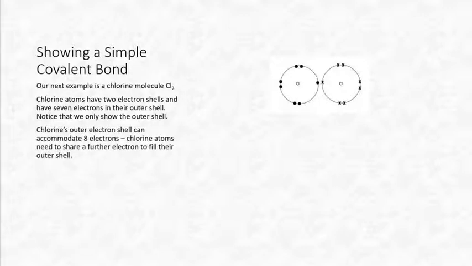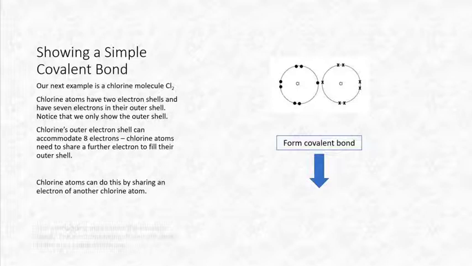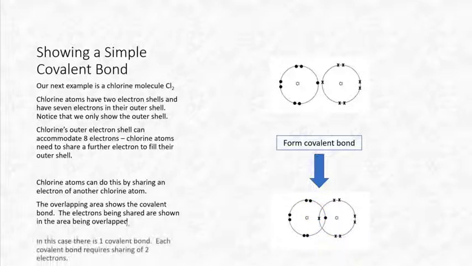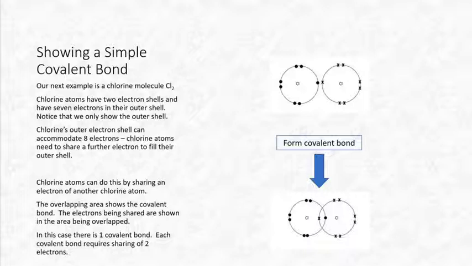So chlorine's outer electron shell can accommodate 8 electrons. Chlorine atoms need to share a further electron with another atom to fill their outer shell. They can do this by sharing an electron with each other to form a covalent bond, and we're going to have an overlapping area showing the covalent bond. Again, the electrons being shared are in the area being overlapped, as you can see here. And again, there is one covalent bond in this molecule, and it has 2 electrons in it.